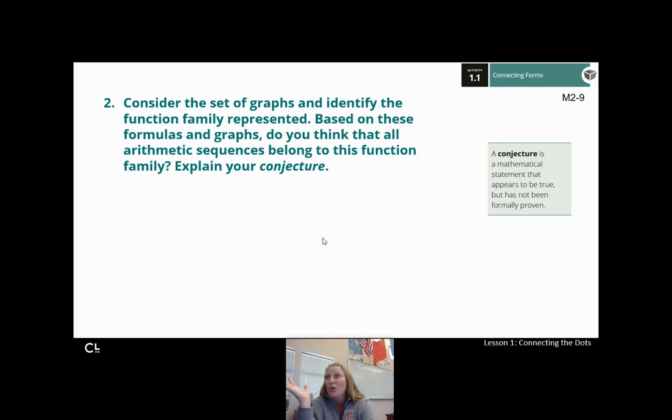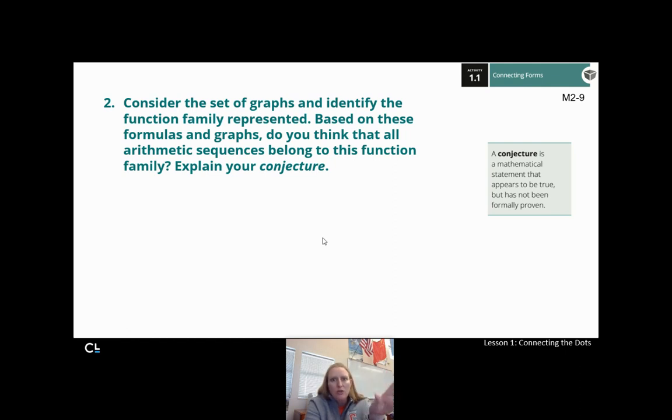Linear, exponential, quadratic, piecewise, absolute value. What is it? So I'd like you to identify the function family that it belongs to, going all the way back to our first unit, and based on these formulas and graphs that we were just playing with, do you think that all arithmetic sequences belong to that function family? And explain your conjecture.